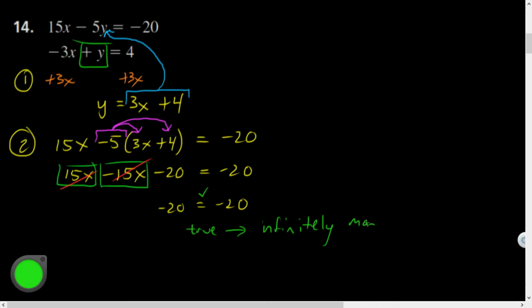So infinitely many solutions. And the reason we conclude that is our variables all disappeared. That's the same thing that would have happened if you did this with elimination. And because it's a true statement, there are now infinitely many solutions.